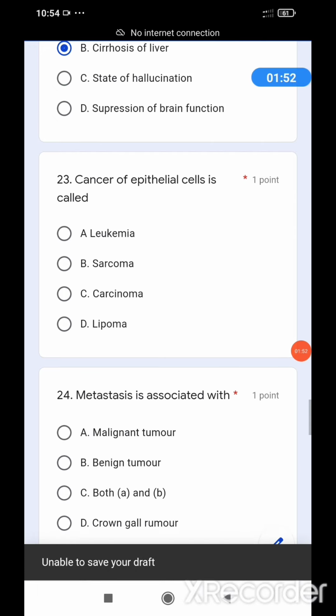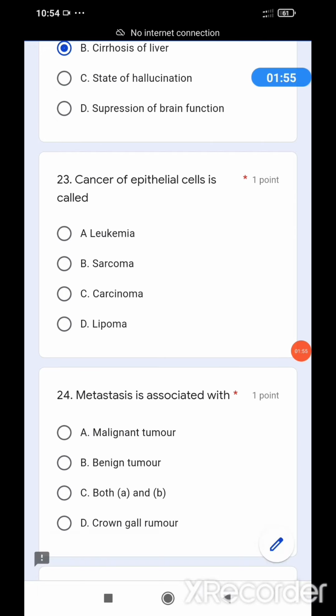23. Cancer of epithelial cells is called carcinoma.